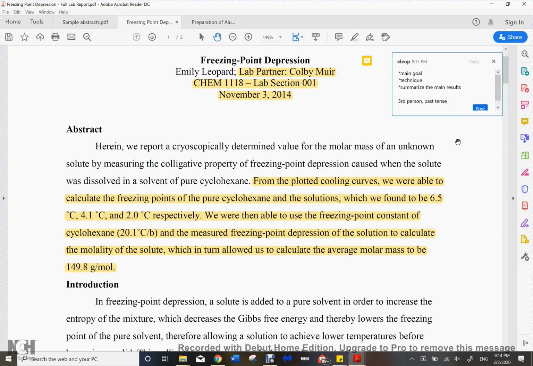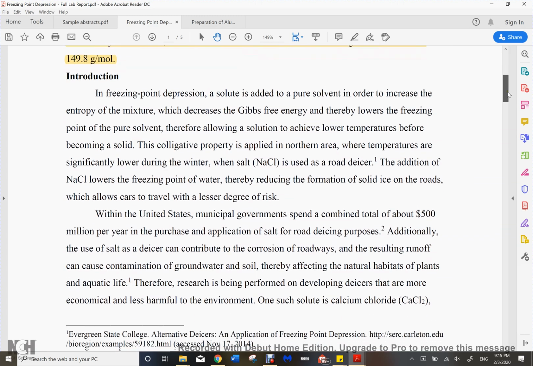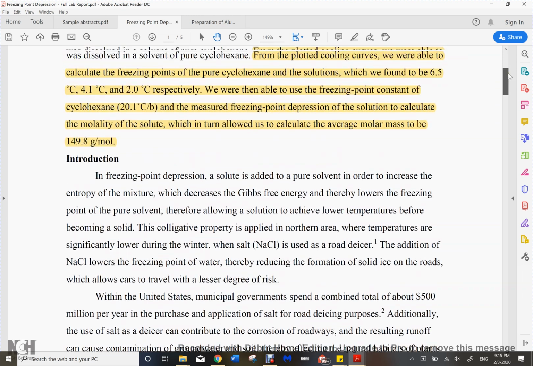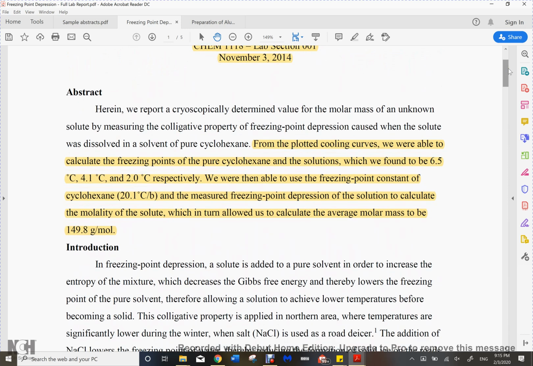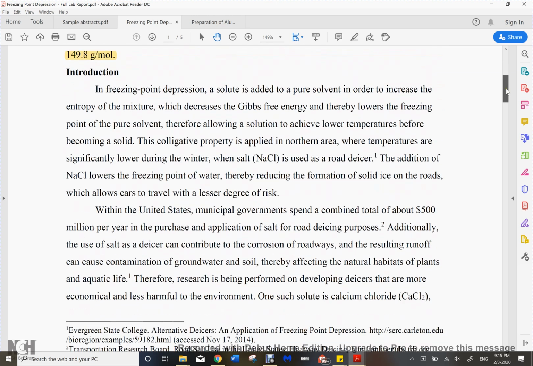Okay, so welcome back. Now what we're going to do is, typically after the abstract, there comes a section of the report that's called the introduction. What the introduction is good for is it informs your reader about the science background behind the experiment. So for example, in my sample lab report, my introduction is written about the science behind freezing point depression. How does that work? What are some of the ways that this is applied in real life? So I'll read through that together for you.